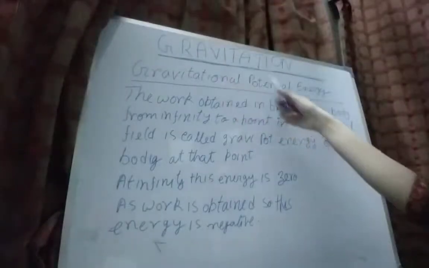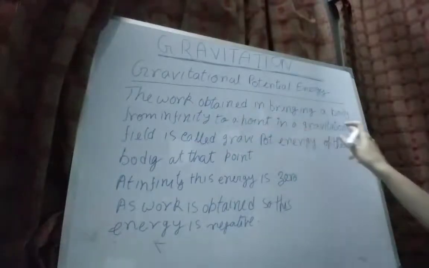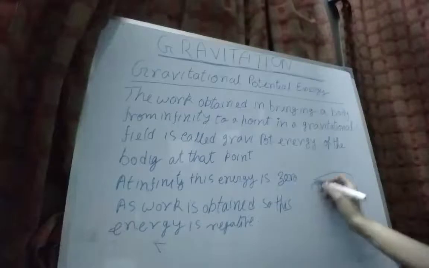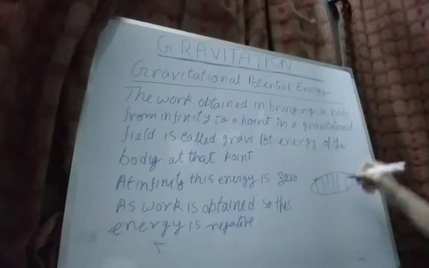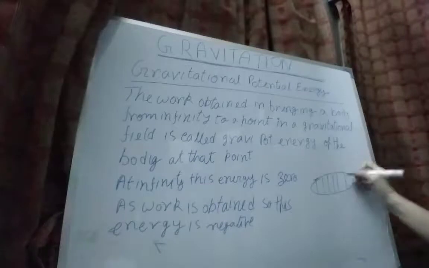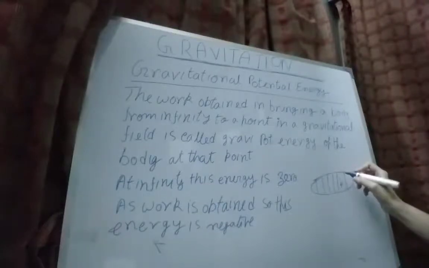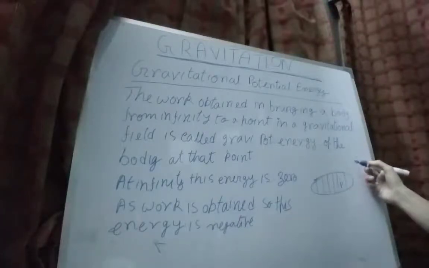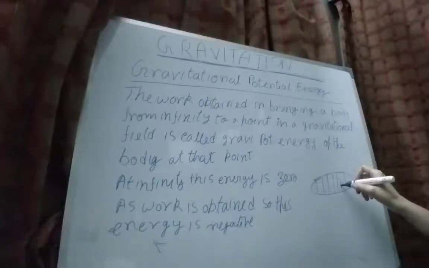Now, what is gravitational potential energy? The work obtained in bringing a body from infinity to a point in a gravitational field is called the gravitational potential energy of the body at that point. So, if this is the gravitational field and we are bringing a body from infinity to a particular point P, then the work obtained in bringing that body to that point P is called the gravitational potential energy of the body at this particular point P.